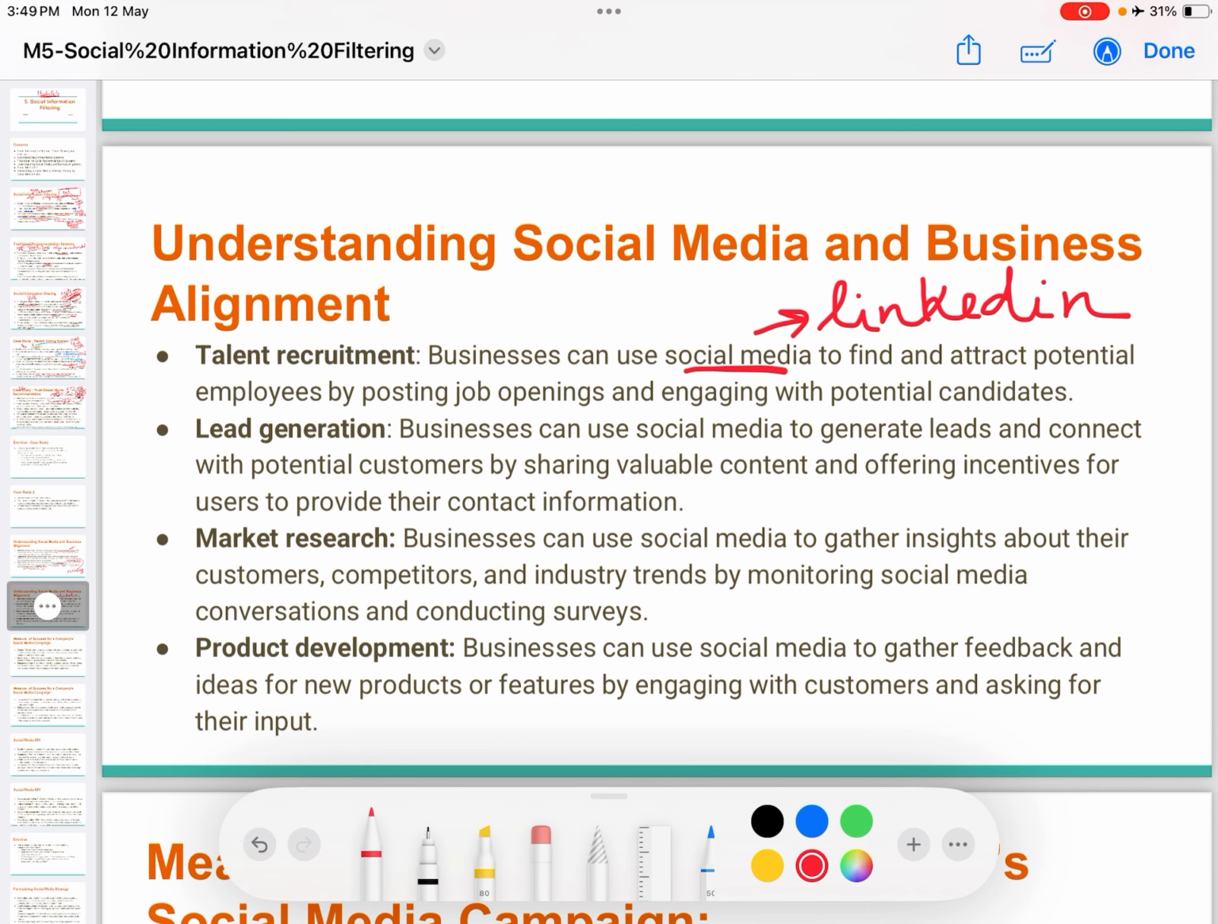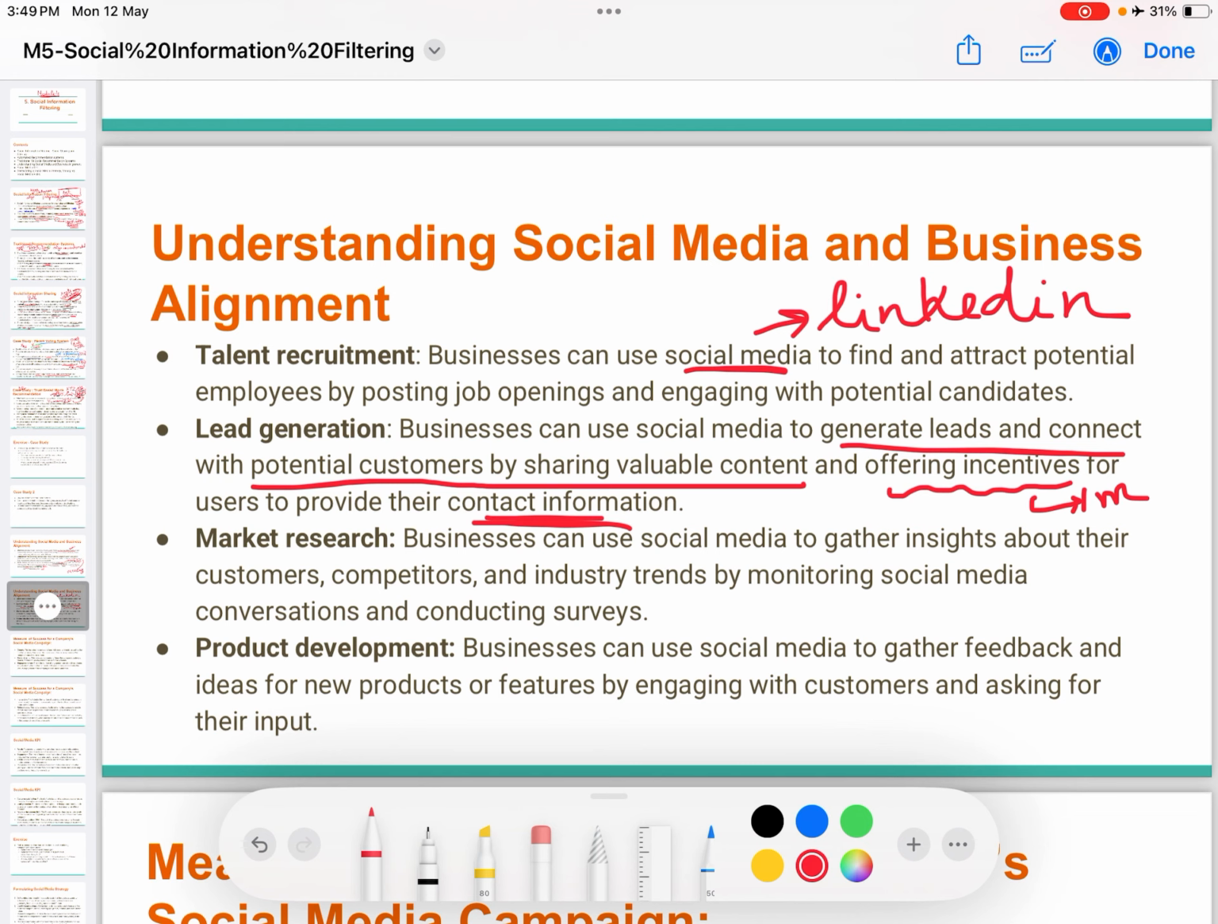content and offering incentives for the users to provide their contact information. So they can generate leads by connecting to the potential customers who will buy their product or service. And they can offer certain incentives, say one month free trial or whatever. They can offer these kind of incentives if the customers are sharing their contact information with them, or say free product, they can provide some 50 gram product. That is the incentives which they can offer.